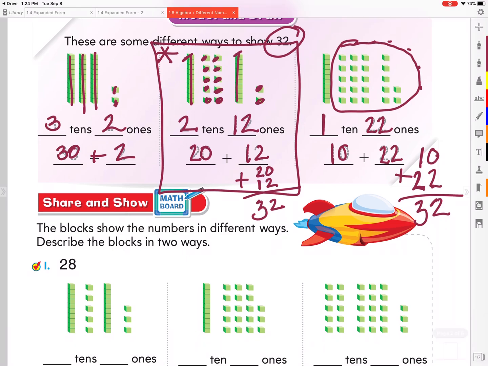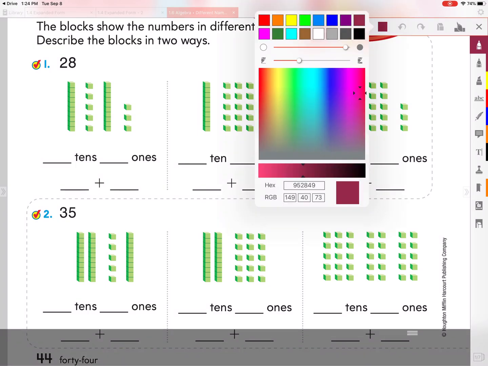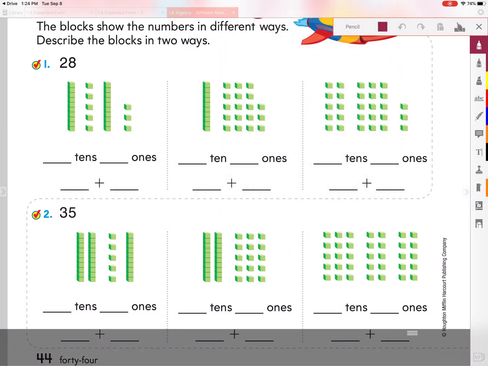So let's move down and look at number 1. The blocks show the numbers in different ways. Describe the blocks in 2 ways. We are simply counting by tens and ones all the same. But when we first started practicing, all of our rods were together, and now they're not. So we're going to start with our rods. That's our strategy, the way we start every problem. We've got 2 rods. Now we count our singles: 1, 2, 3, 4, 5, 6, 7, 8. 2 rods and 8 ones.